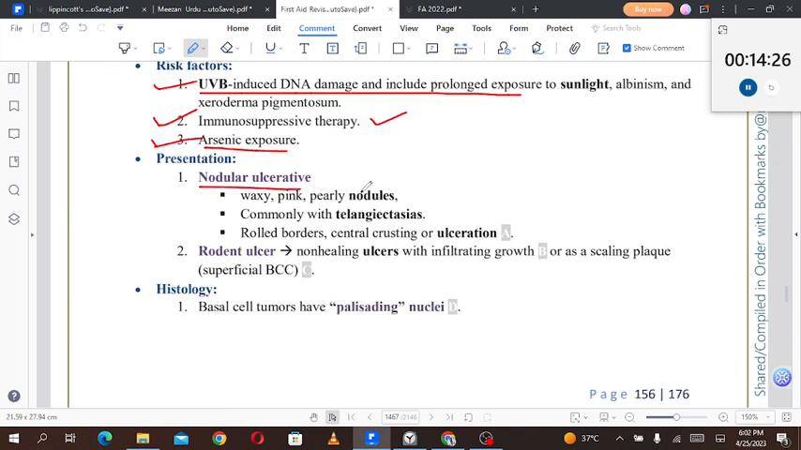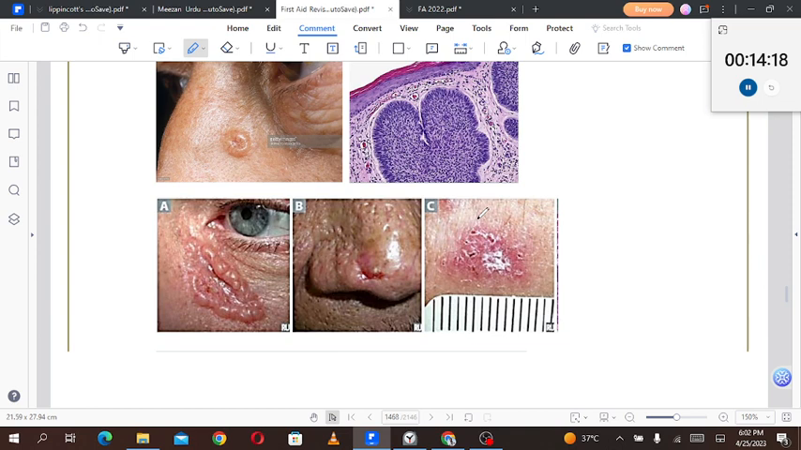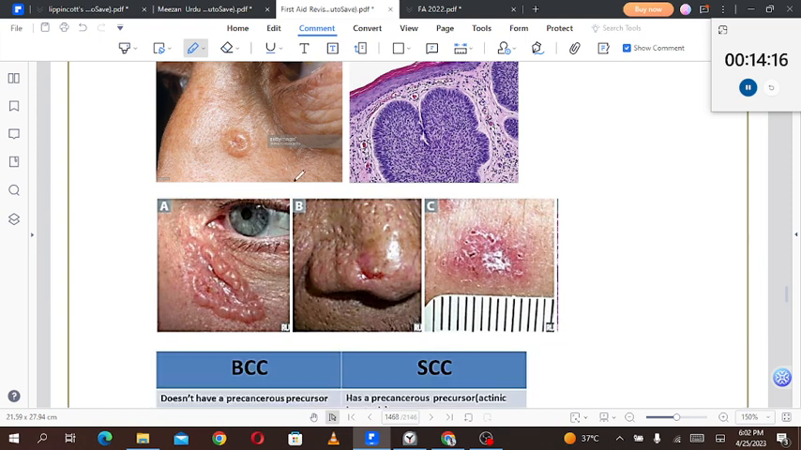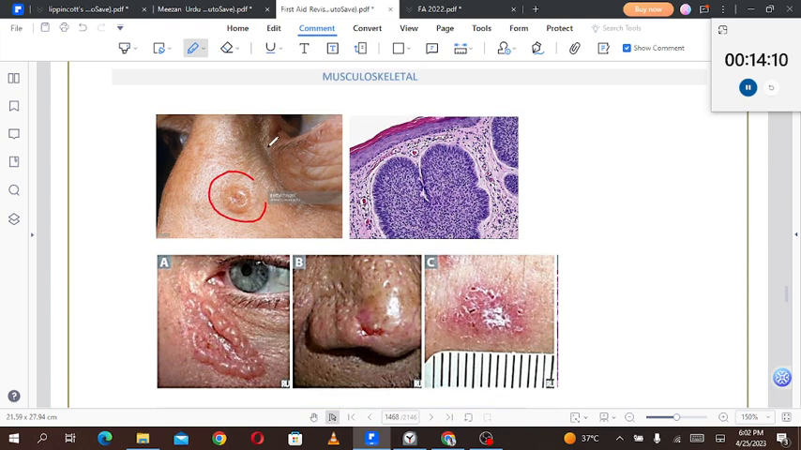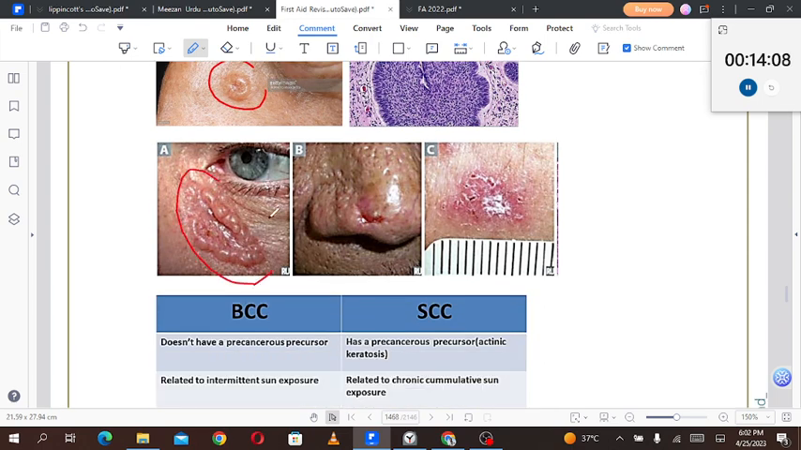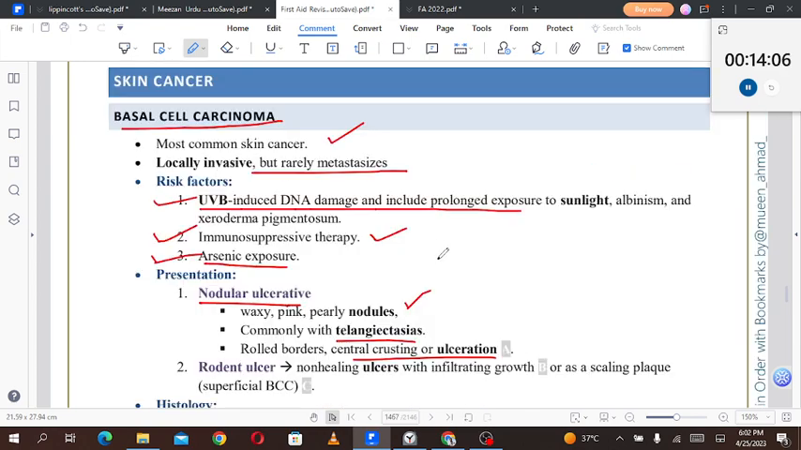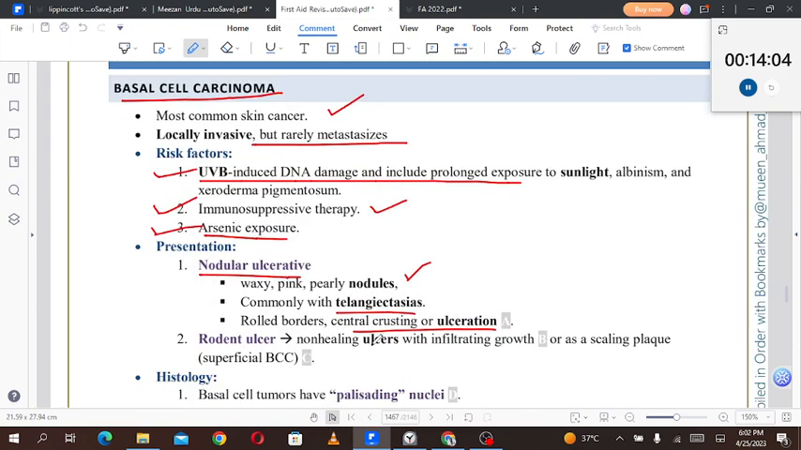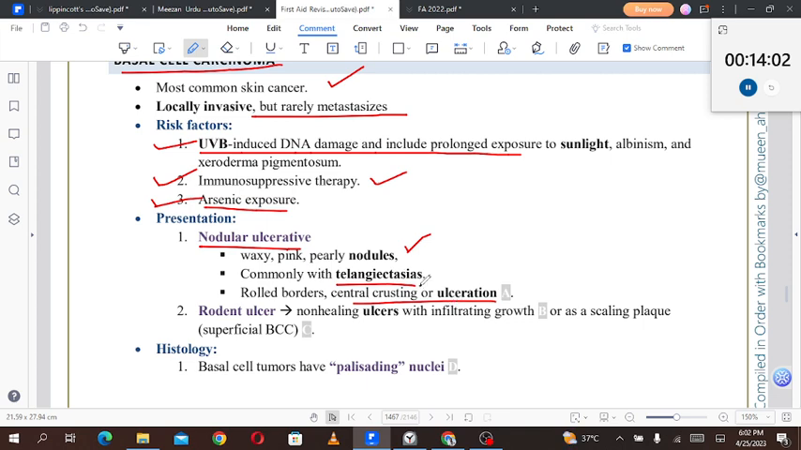Presentation: nodular and ulcerative lesion, waxy pink, pearly nodules, commonly with telangiectasias, and rolled borders, central crusting or ulceration. So the rolled borders, I guess, are characteristic of basal cell carcinoma. This is a picture, I guess, of the rolled borders, or maybe this one. So there will be rolled borders, central crusting or ulceration.